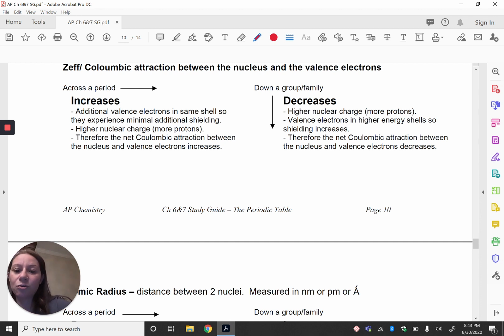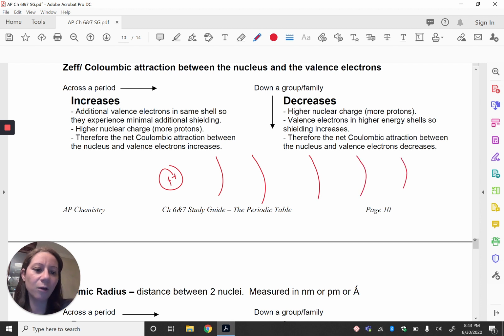So as you go down a group, yes, you're adding more and more protons in the nucleus, but now you're adding more and more energy levels, right? So you're adding these inner electrons. So now you have your valence electrons here. You're adding more energy levels, so a lot more shielding. So yes, there are more protons, but those extra electrons are in higher energy levels, and they are experiencing a lot more shielding by those inner electrons. And so now your net attraction lowers or decreases.